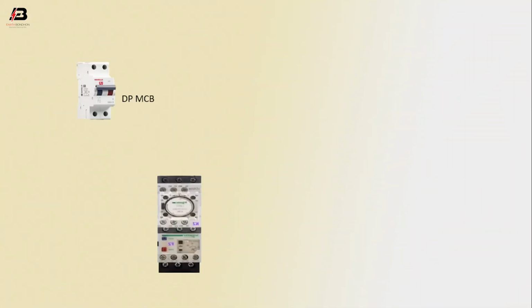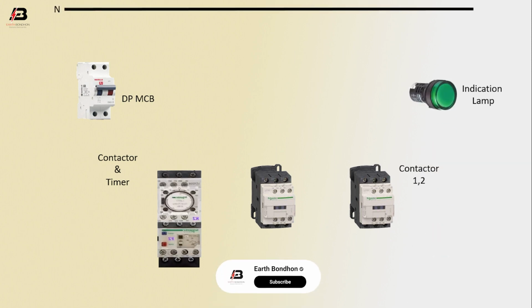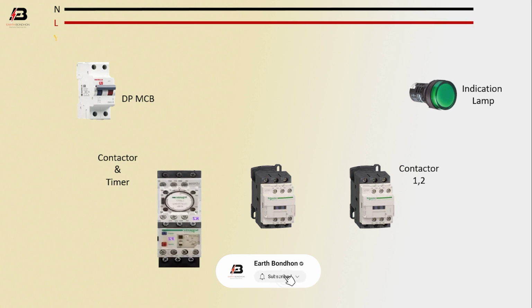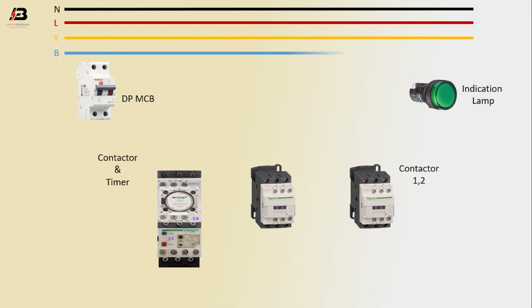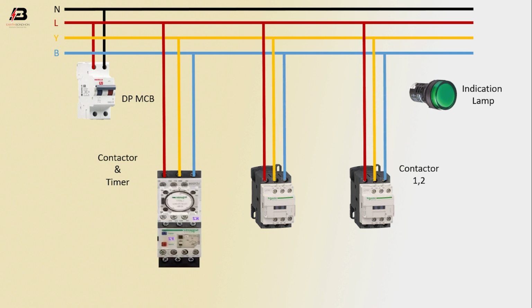So viewers, let's start. DP MCB circuit breaker, contactor and timer, contactor 1 and contactor 2, indicator lamp, neutral connection, first phase connection, second phase connection, third phase connection. Phase connection input to DP MCB, neutral connection input to DP MCB, three-phase connection input to contactor and timer, three-phase connection input to contactor 1, three-phase connection again contactor 2.